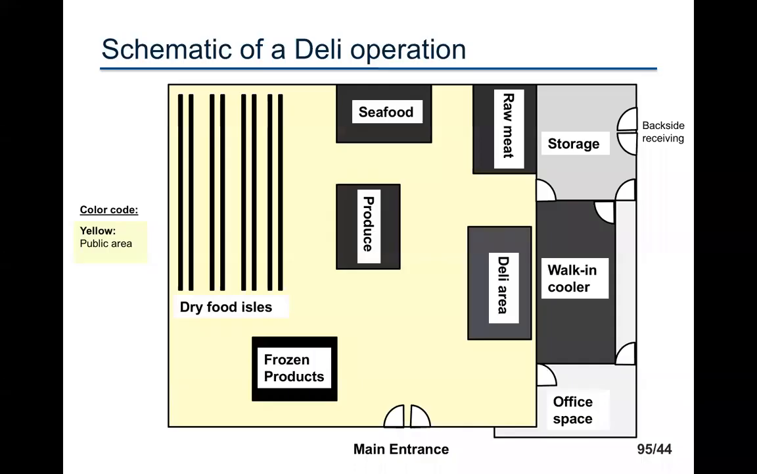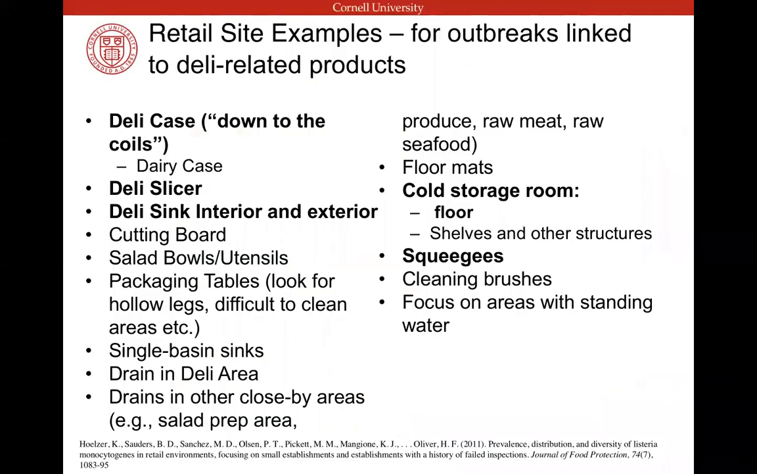So I'm going to talk for a second about delis and retail. Here's that map again. So you're again, same idea. You're looking for places that are difficult to clean. So for example, deli cases, deli slicers, deli sinks, things like that are all going to be good sites to check. Cold storage rooms are another, whether you're in a food facility or you're in a retail environment, cold storage rooms, floors, shelves, and then the seals around the doors are great places to check for Listeria, and squeegees again.